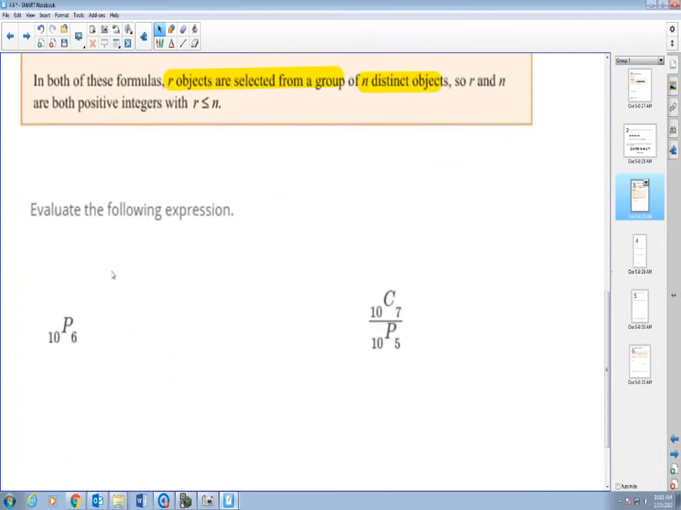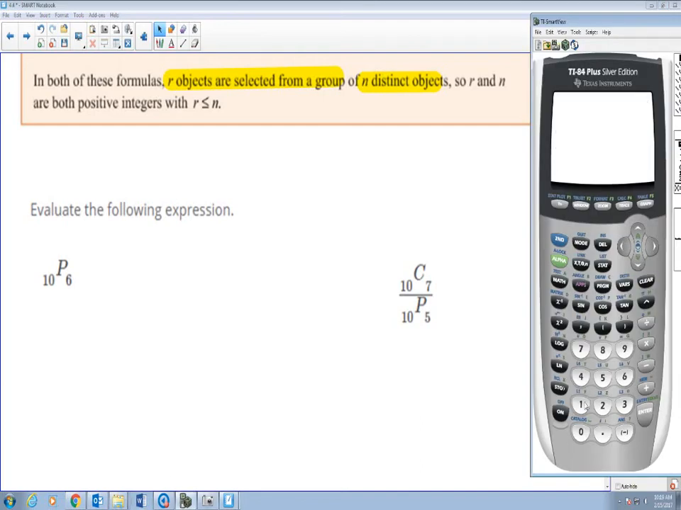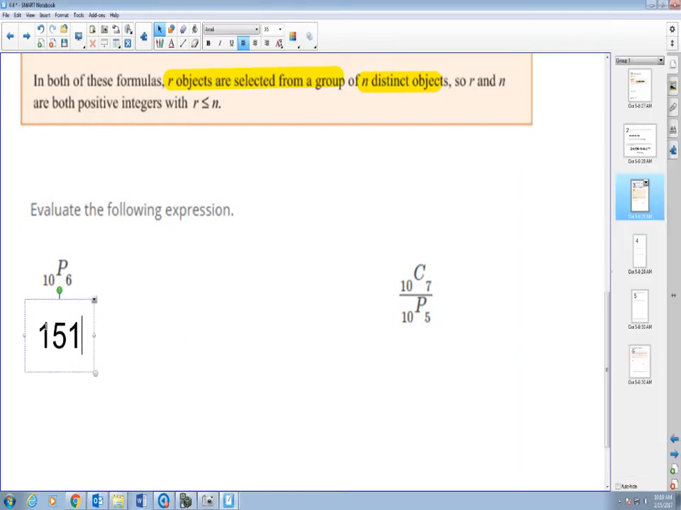Alright, just a quick example. Let's practice how to type this in. So this is 10 objects, choosing 6 of them using permutation. So in the calculator, we will type in 10 first, go to MATH, go under PRB and choose number 2, nPr. 10 choosing 6 using permutation. Press enter. So that will actually give you 151,200. That will be that many ways.